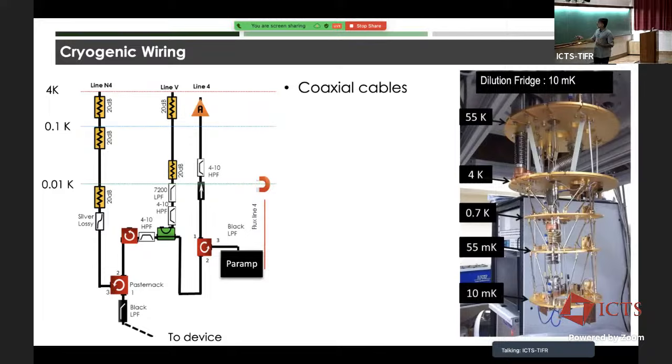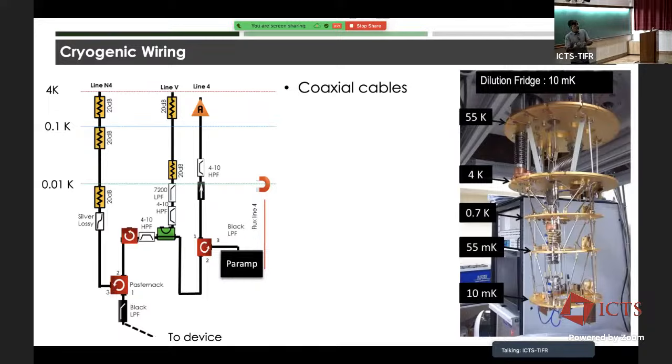These are the ones I showed you, but you can barely see these cables which are coming from here. These cannot be any cables. Remember that you're starting from room temperature, and these are made out of metal. If you put a nice conducting metal like copper, you'll never cool down, because you're going to thermally short all of these different stages. So you have to use special cables which are thermally isolating.